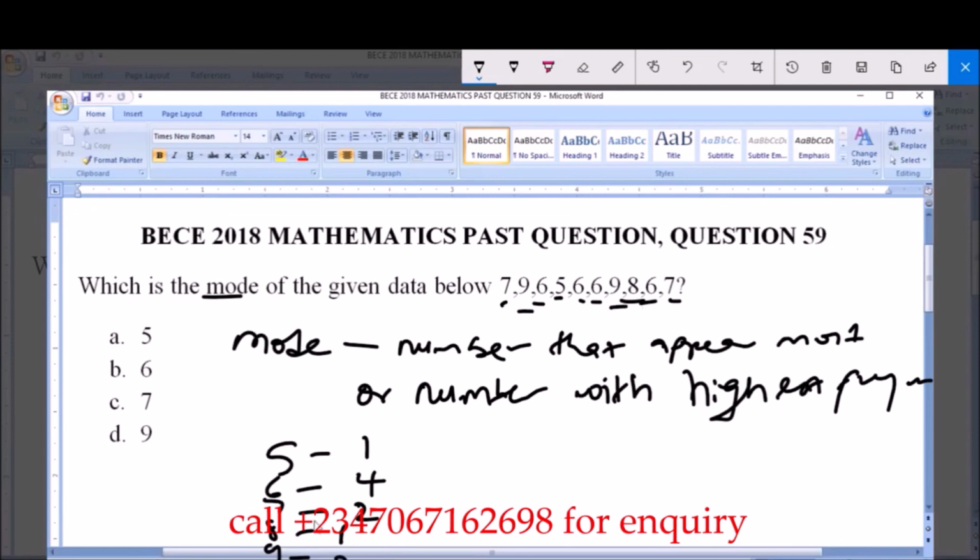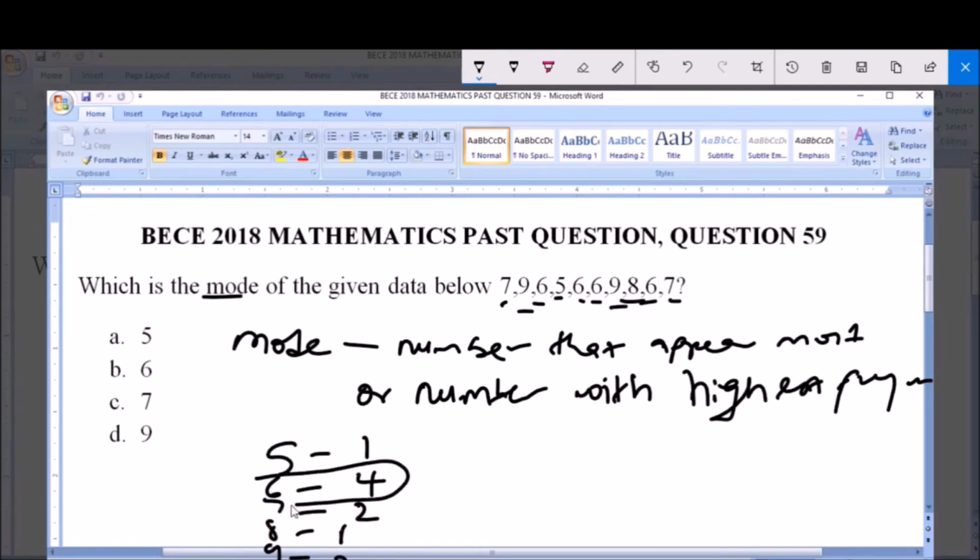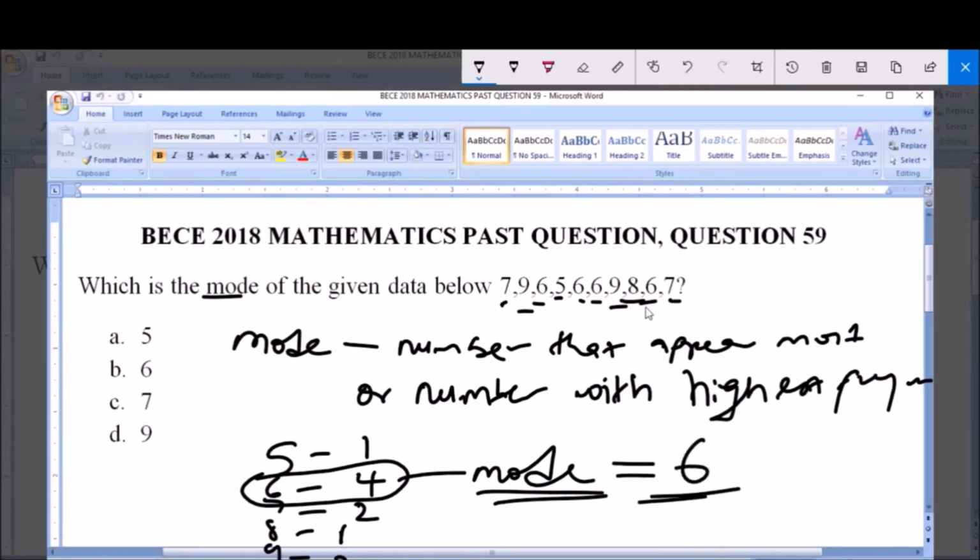Now if you look at these figures here, you can see that 6 is the number that appeared most, with 4 appearances. So therefore we say 6 is the mode of this given data. The mode is equal to 6. That is, 6 is the number with the most appearance, with the highest frequency. So option B is the correct answer.